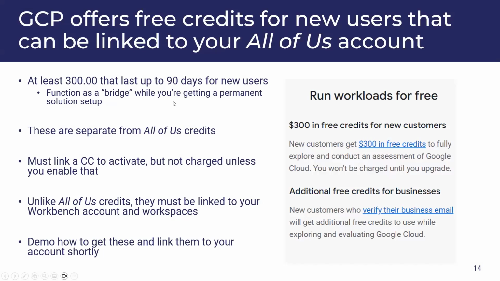One thing I want to point out, which is really convenient, is that GCP offers free credits for new users that can be linked to your All of Us account. And I'll show you how to set this up in case you are running low. That said, I do want to point out some caveats. You only get $300, and they only last up to 90 days. So, if you have signed up for these free credits, after 90 days, even if you haven't used them, they'll expire automatically. So unlike the AOU ones, the GCP ones do have an expiration date.